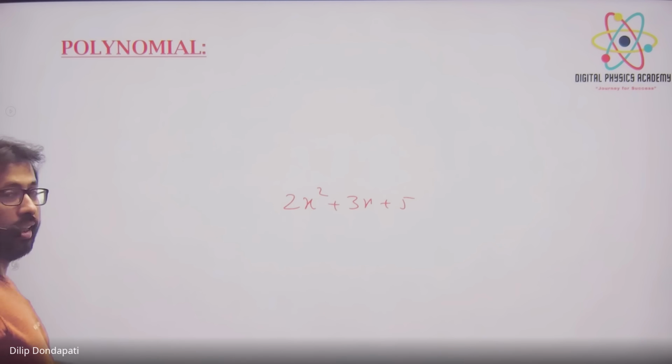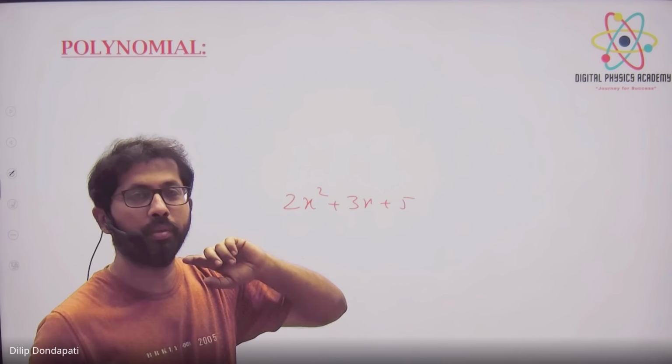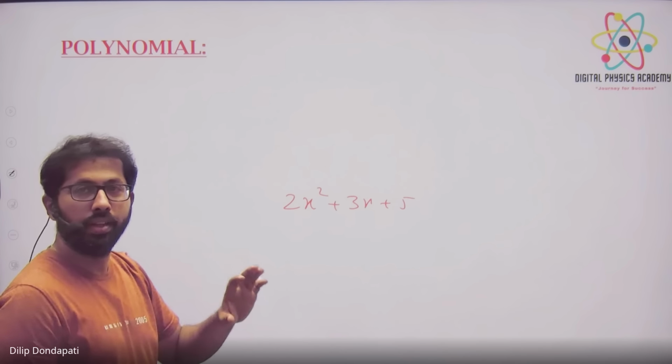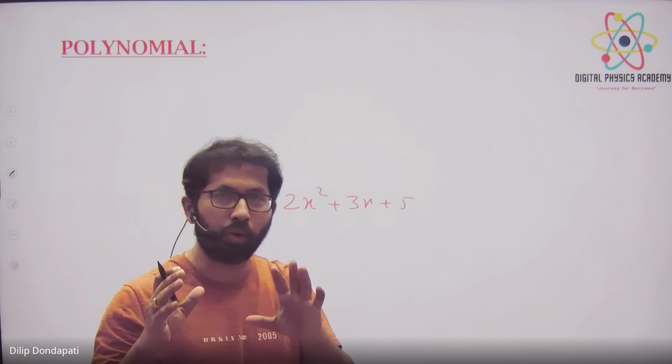See, in 9th class also we taught. Degree should be natural number. Natural number, that is the important thing. Okay. See, algebraic expression and polynomial.